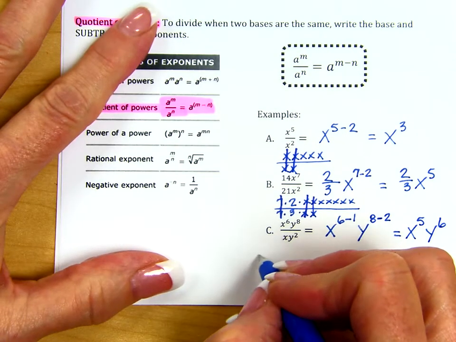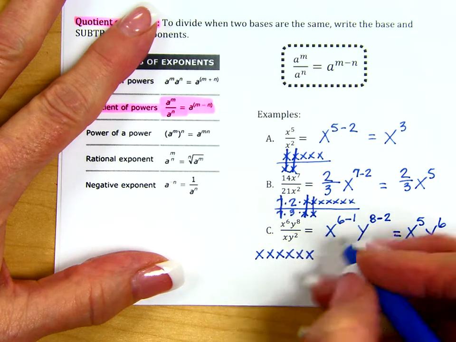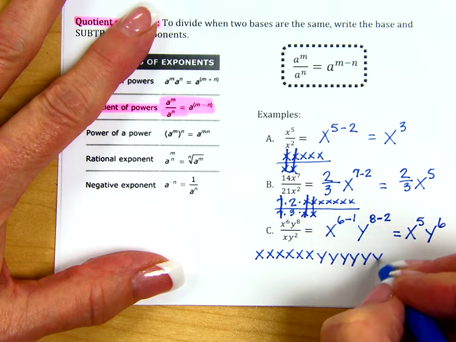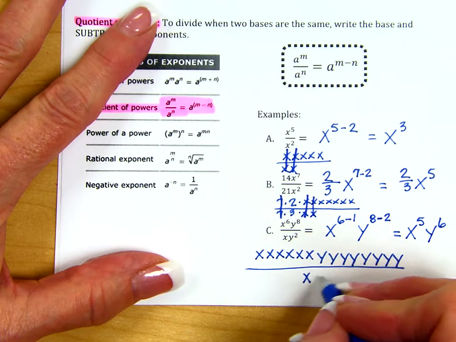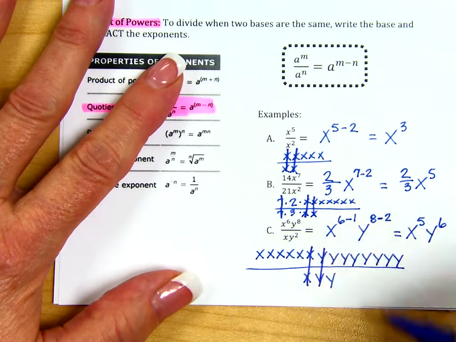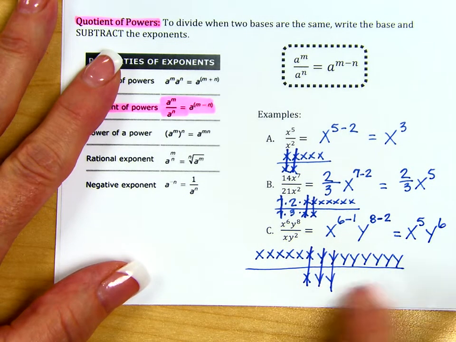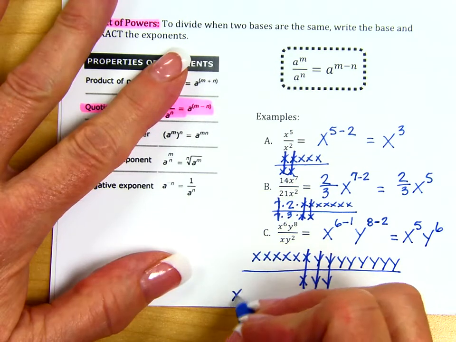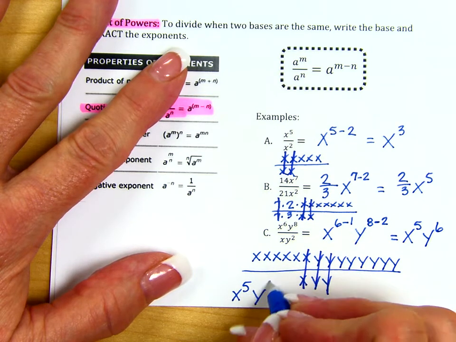So what that would look like expanded is 1, 2, 3, 4, 5, 6 x's. 1, 2, 3, 4, 5, 6, 7, 8 y's in your numerator. And then in the denominator we have an x and then 2 y's. So these x's cancel, these y's cancel, these y's cancel. So I took 1 x away from what was on top, I took 2 y's away from what was on top, and I'm left with 1, 2, 3, 4, 5. So that's x to the 5th. And then 1, 2, 3, 4, 5, 6 y's, y to the 6th.